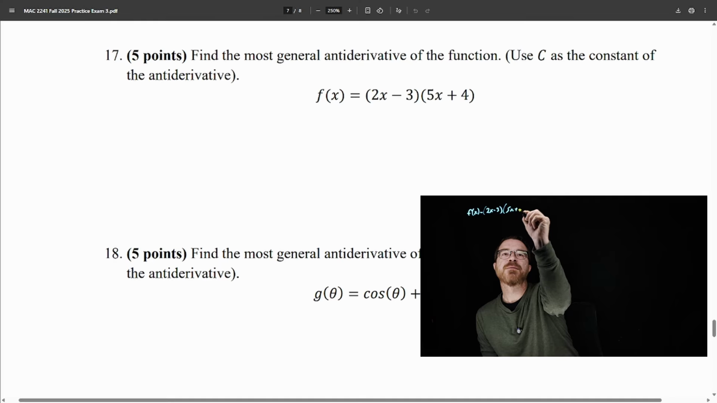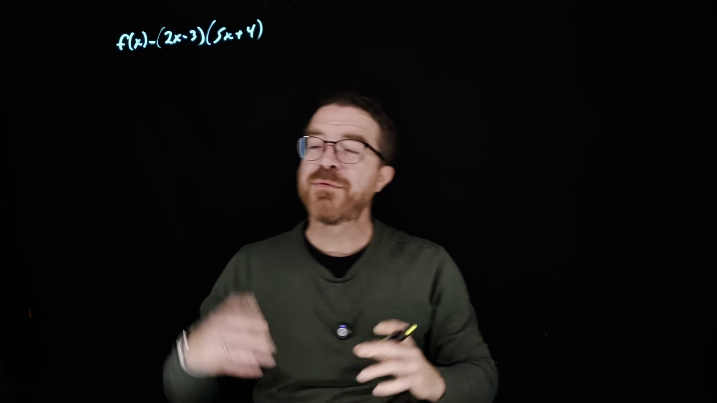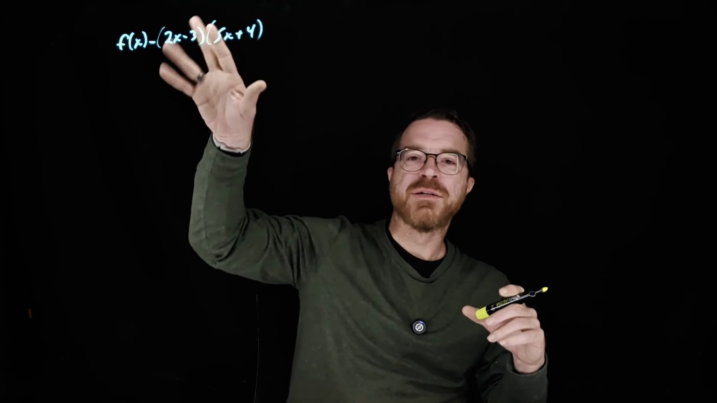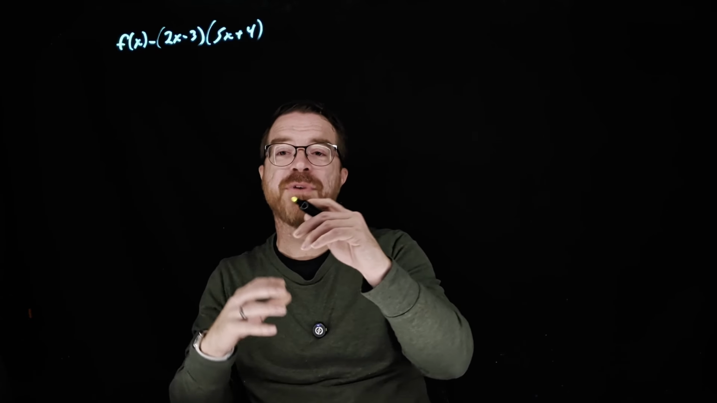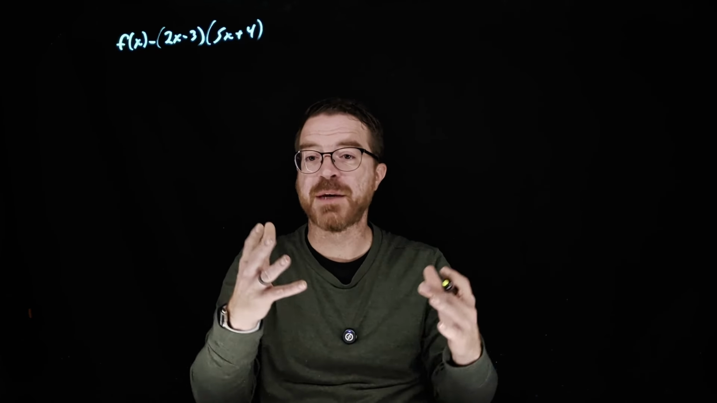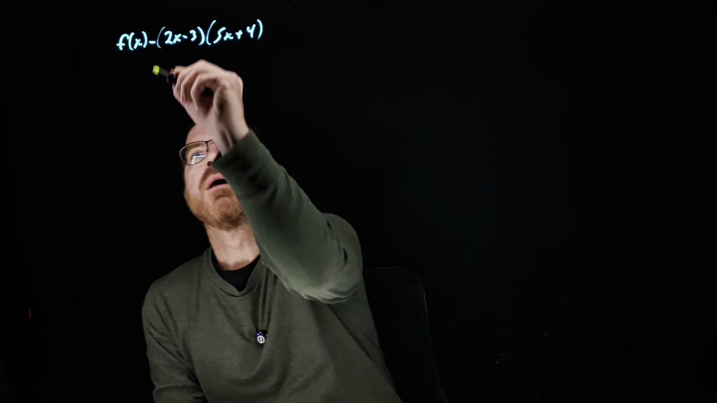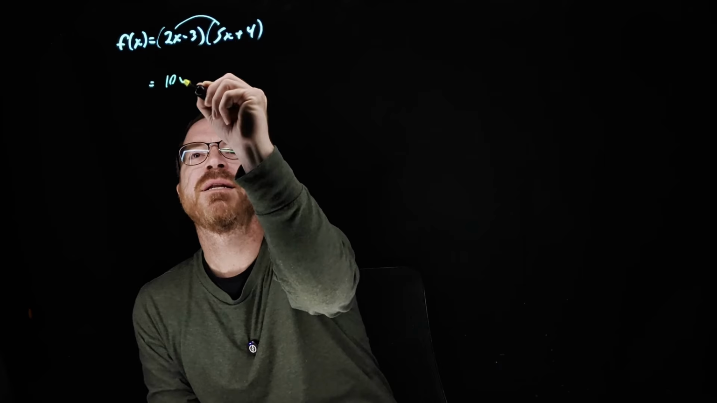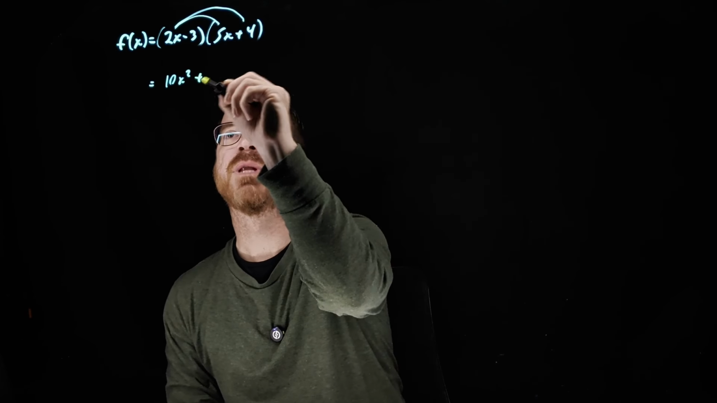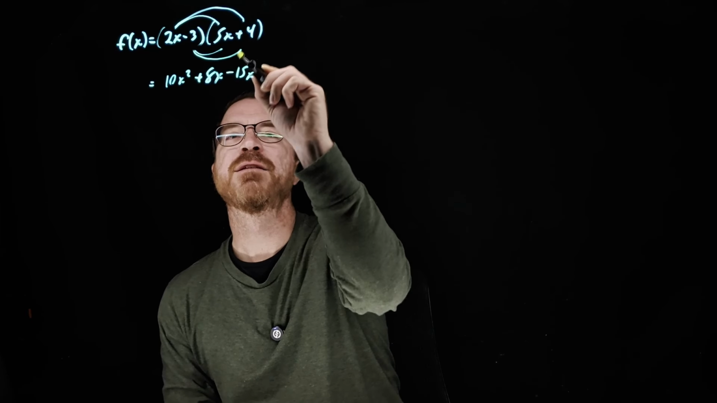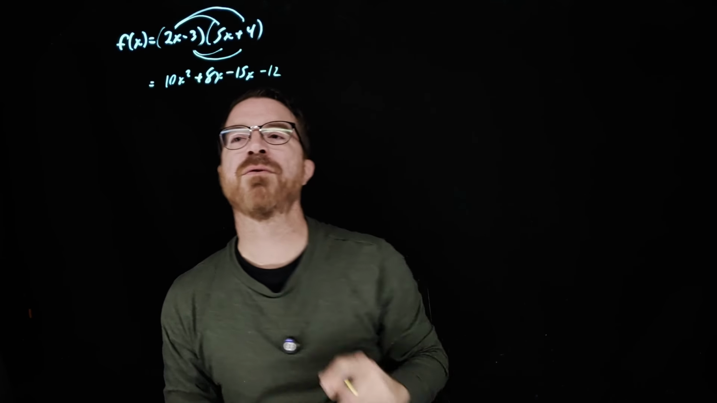Problem 17, doing the same thing, but now our function is f of x equals 2x minus 3 times 5x plus 4. Now for this one, because I don't want to have to try to undo some sort of multiplication like this, I'm actually just going to FOIL this out to figure out what it is in terms of different powers, like we just did previously. First, 2x times 5x gives me 10x squared. Then outer, 2x times 4, so plus 8x. Then inner, minus 3 times 5x, so minus 15x. And then last, minus 3 times 4, which is minus 12.